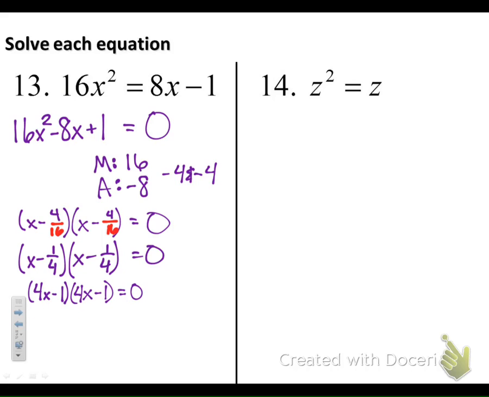Sometimes we have to set up mini equations. If we set up a mini equation, how can 4x minus 1 be 0? Then we can undo that with regular steps. Add 1 on both sides. Divide both sides by 4. So in this case, since both expressions look the same, we have one answer, and it's a fourth.